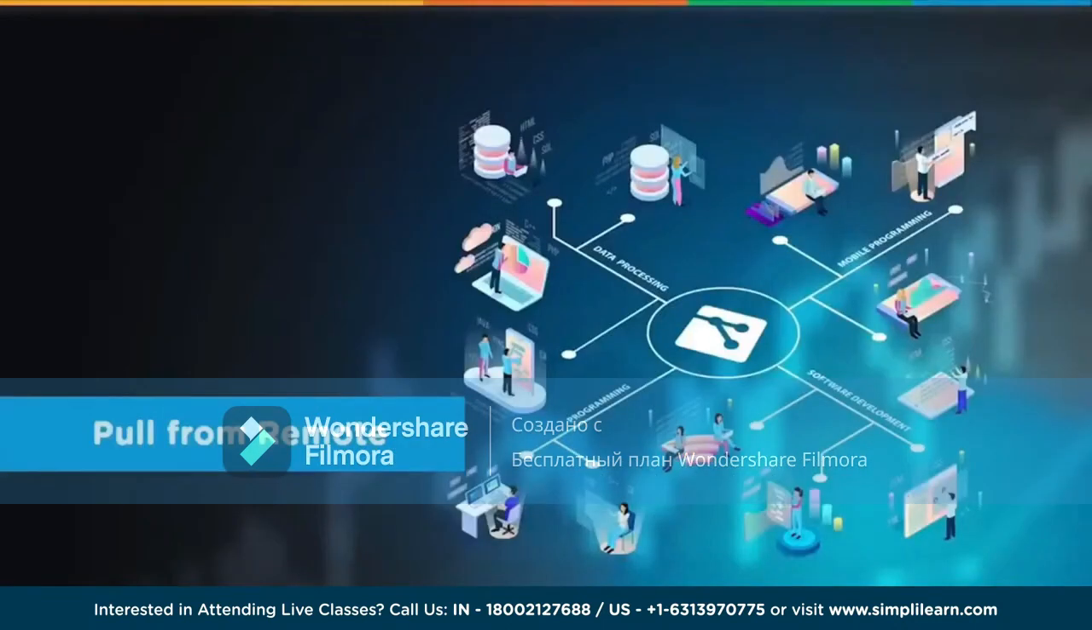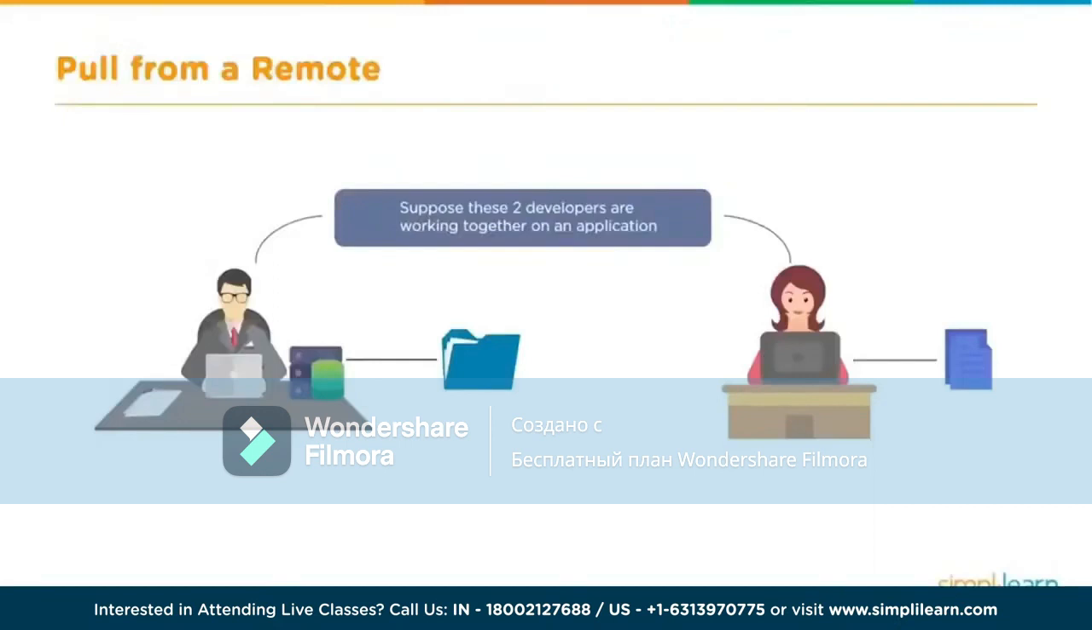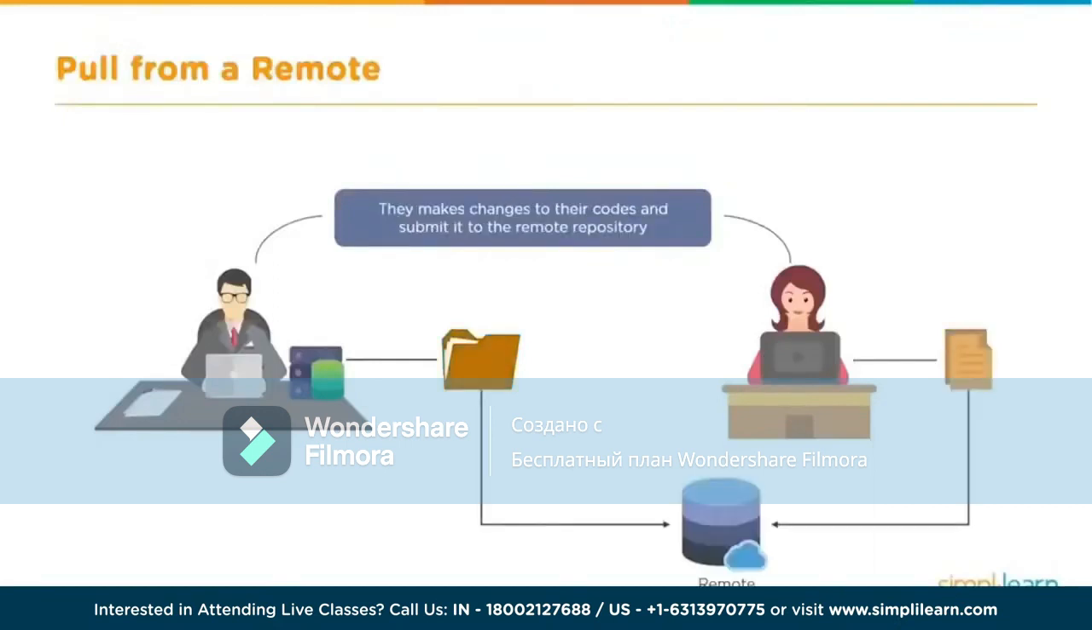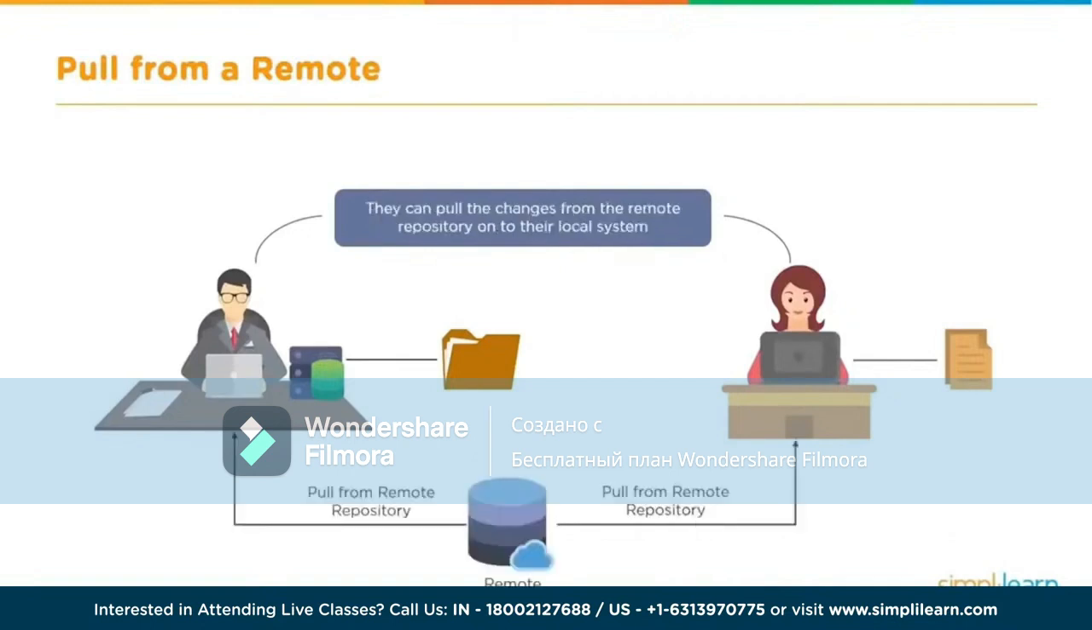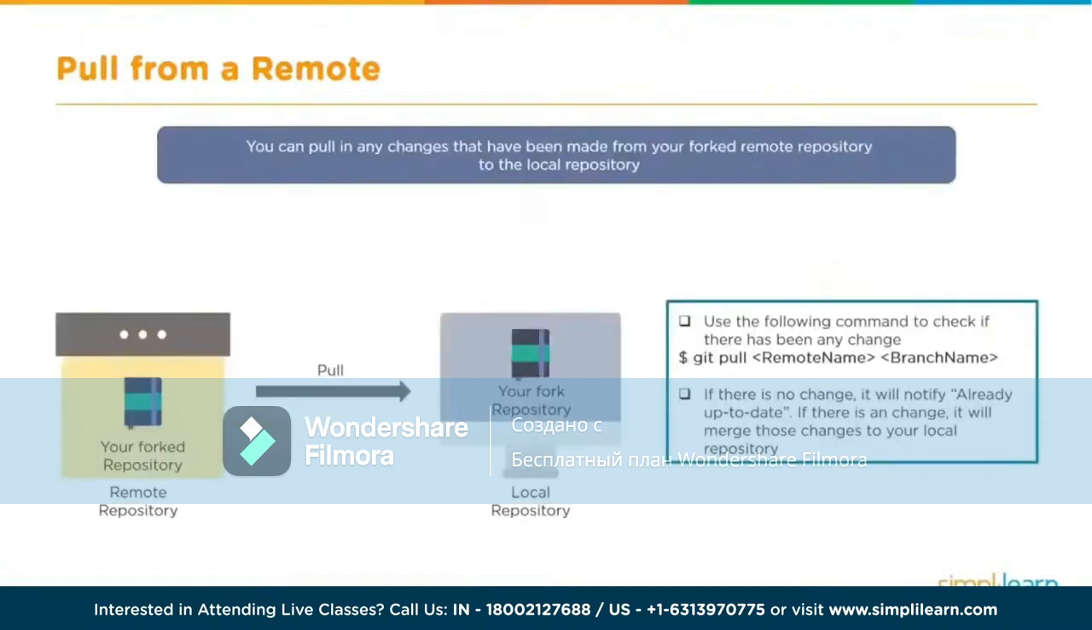Let's talk a little bit about pull from remote. Suppose there are two developers working together on an application. The concept of having a remote repository allows the two developers to check in their code into a remote repository that becomes a centralized location for them to store their code. It enables them to stay updated on the recent changes to the repository because they'll be able to pull the latest changes from that remote repository so that, as developers, they're always working on the latest code. So you can pull any changes that you have made to your forked remote repository to your local repository.